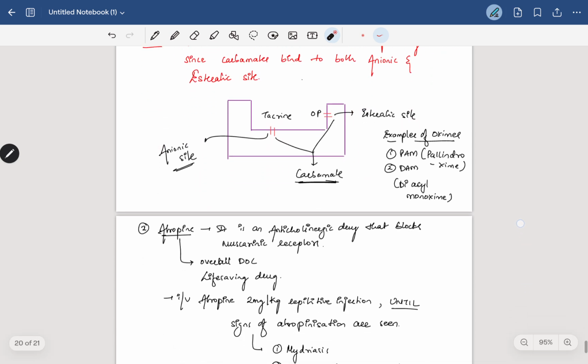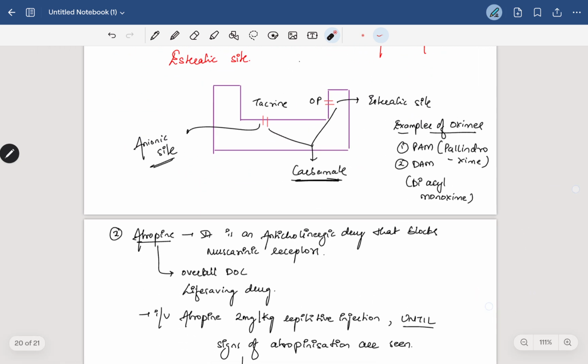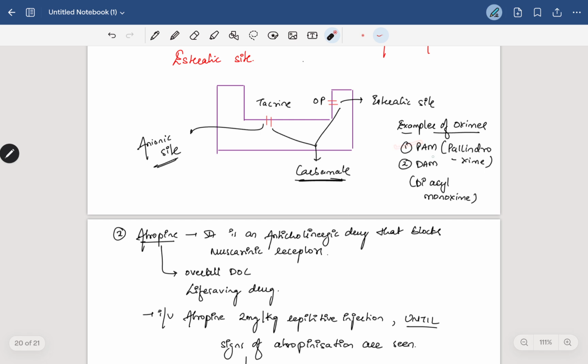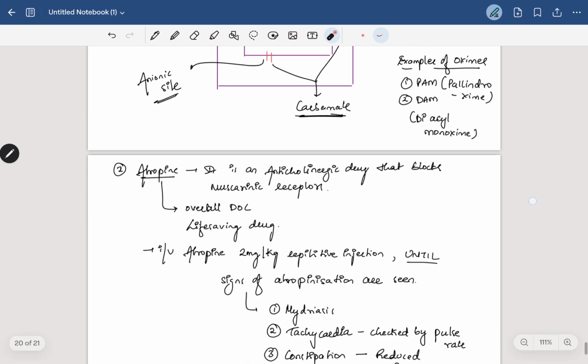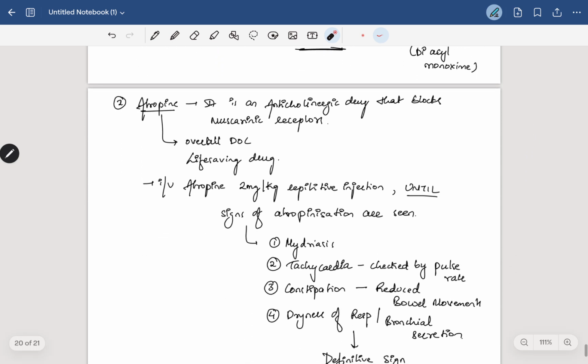So examples of oximes are pralidoxime, that is PAM. You remember PAM and DAM. PAM stands for pralidoxime and DAM stands for diacetyl monoxime. So the second drug that we have to talk about is atropine. It is an anticholinergic drug that blocks muscarinic receptors. Told you, it is an anticholinergic that blocks muscarinic receptors. It is the overall drug of choice. It is a life-saving drug.